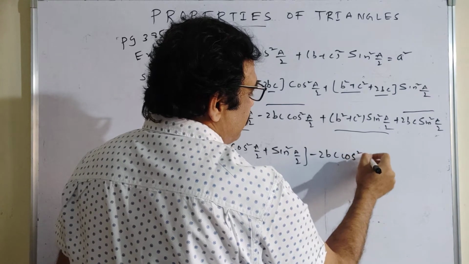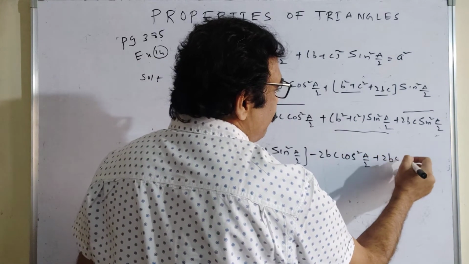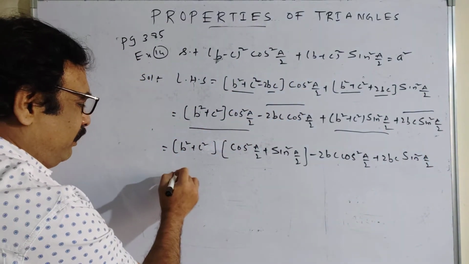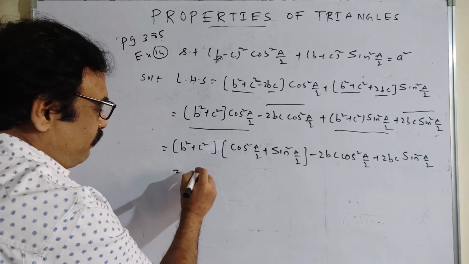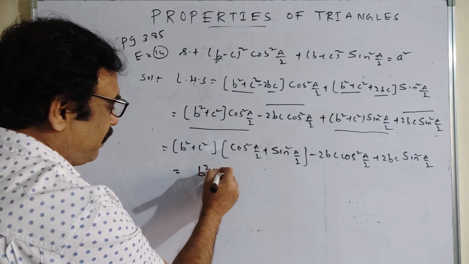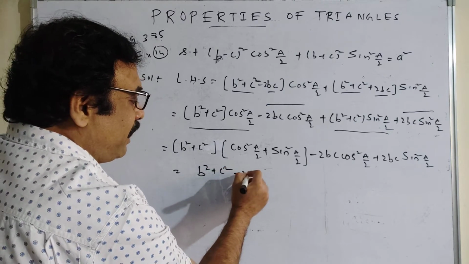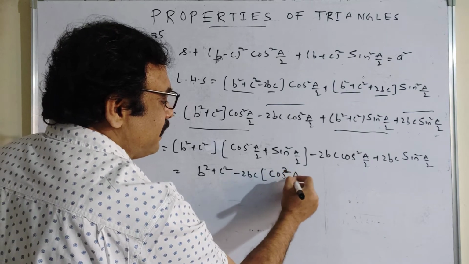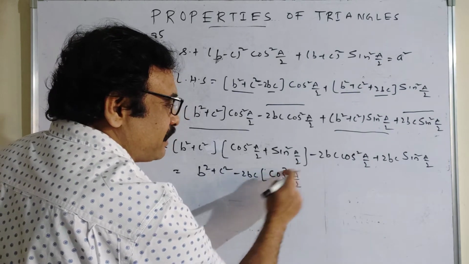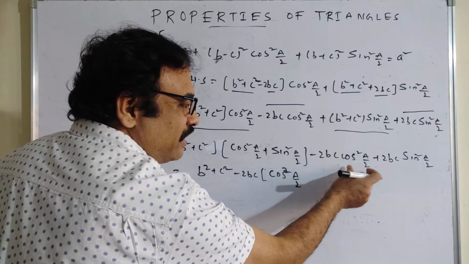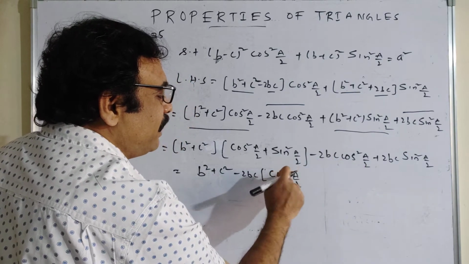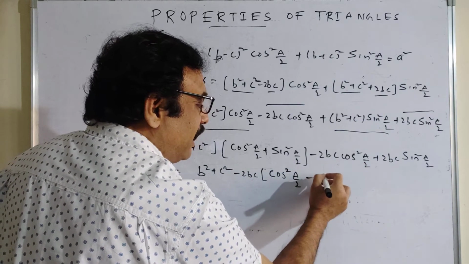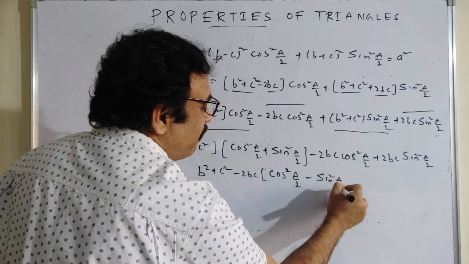This is cos square A by 2, and this is plus 2bc, and this is nothing but sine square A by 2. Here, as we know, cos square theta plus sine square theta is 1. You are going to write, this is nothing but b square plus c square. Now I'll be taking minus 2bc out common. I am getting cos square A by 2, and this minus will become plus. 2bc has gone outside, only cos square A by 2 is left. I'll be writing cos square A by 2, plus will become minus, 2bc has gone, and here you are going to get sine square A by 2.